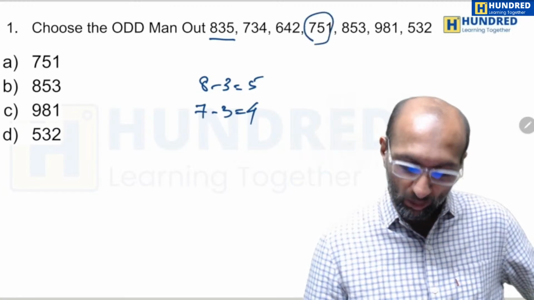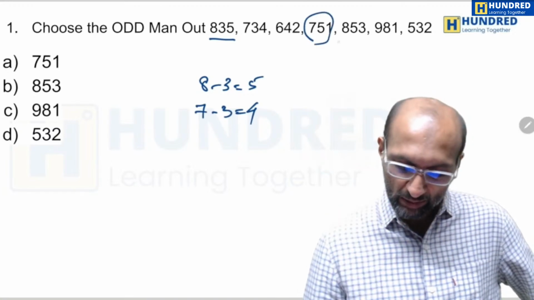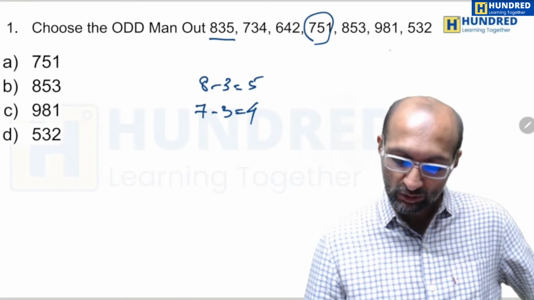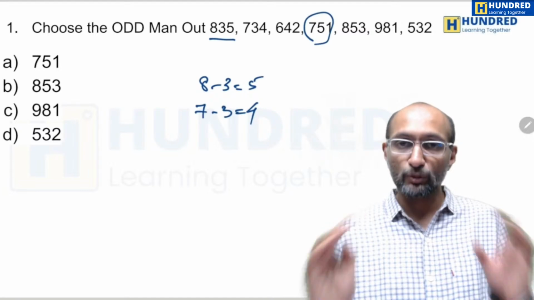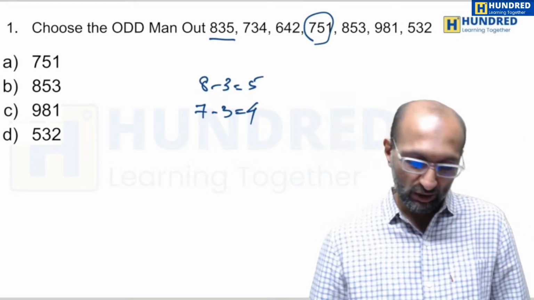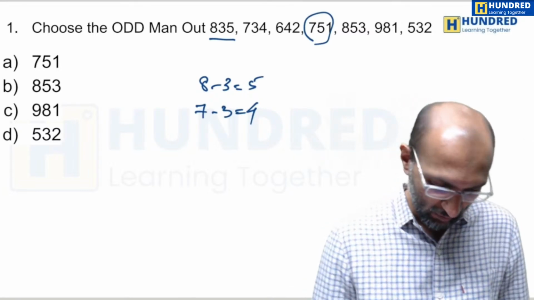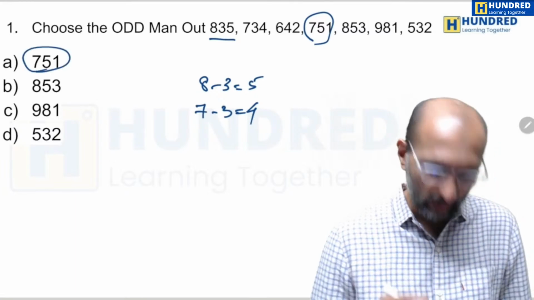So there can be only one odd man out. Let's quickly see the others. 8 minus 5 is 3. 9 minus 8 is 1. 5 minus 3 is 2. So what is the odd man out? 7 minus 5 is supposed to be 2, இங்கே 1 கொடுத்துருக்காங்க. So the odd man out is 751.